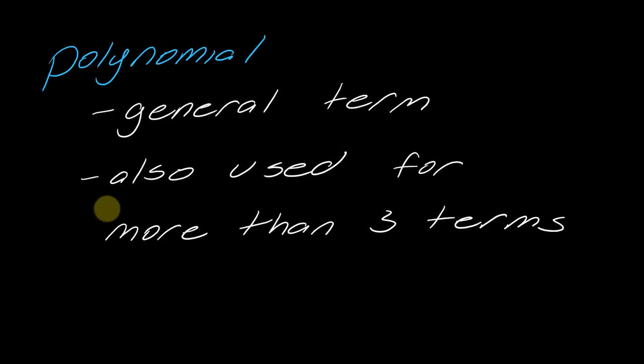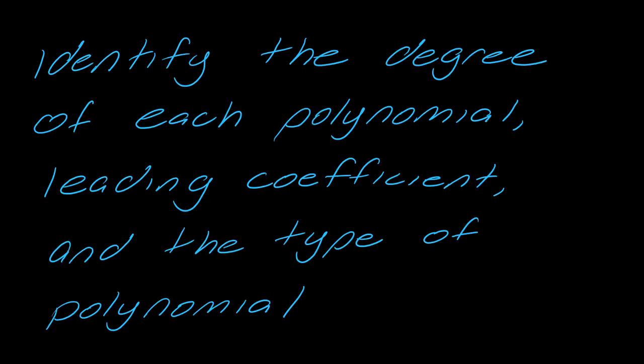But you also use the word polynomial for any polynomial that has more than 3 terms. So it kind of has 2 different meanings. If you have just 3 terms, you can be more specific and call it a trinomial. If you have 4 terms, then it's just a general polynomial. Okay, so now what I want to do here is identify the degree of each polynomial, and then find the leading coefficient, and then if we can, describe the type of polynomial that we have.